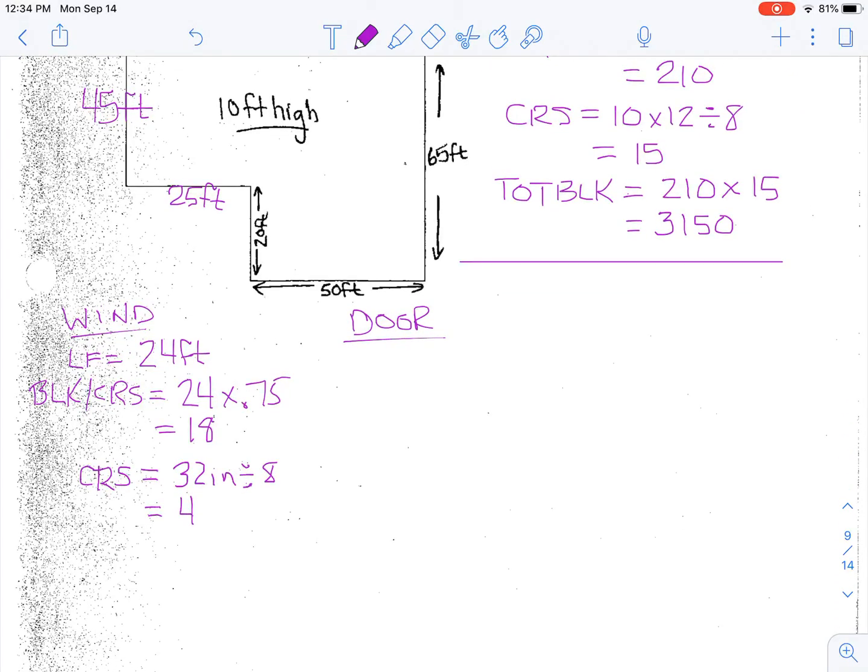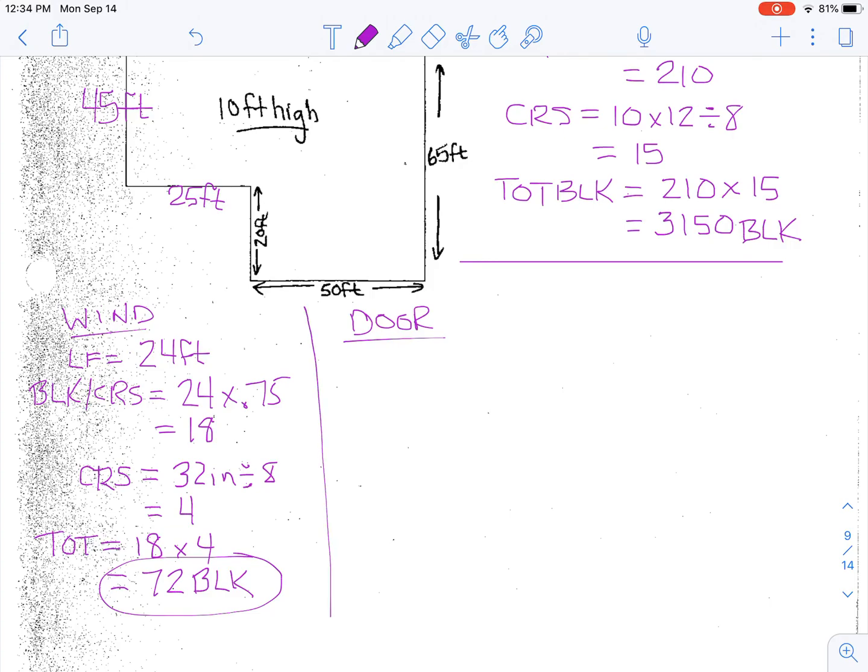So now in the windows, for the total block that would be in the windows, we're taking 18 blocks in a course times 4. 72 block. Let me write block up here too.